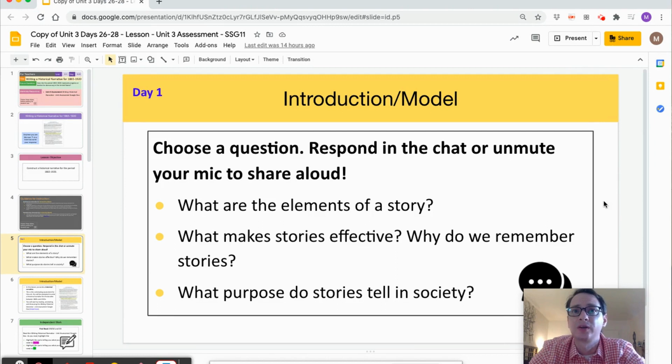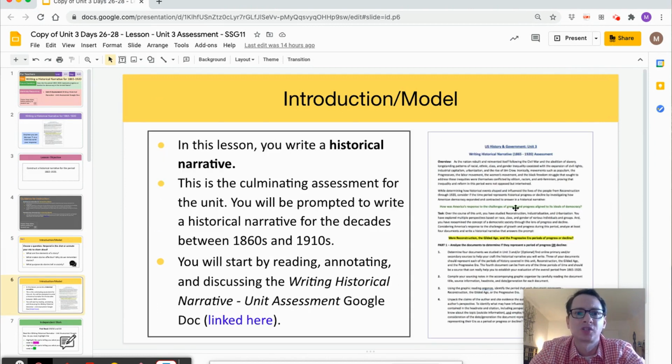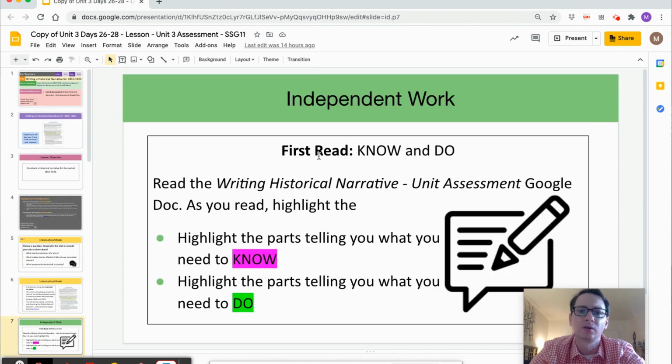Once you are satisfied the students have a solid starting point about historical narratives, move ahead to this slide, and this one really does set up the independent work, which is to break down the overview and the task, including parts 1 and 2. And as we can see here on the first slide of their independent work, they are going to be doing multiple reads of the task.